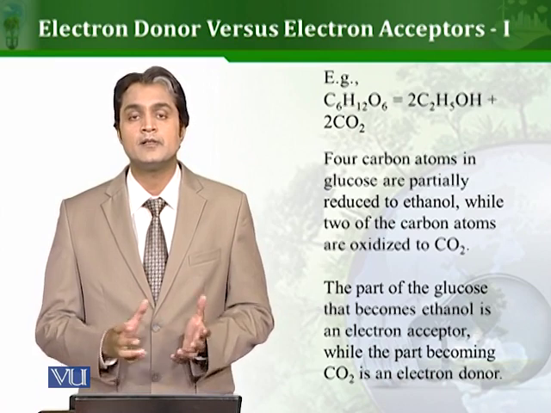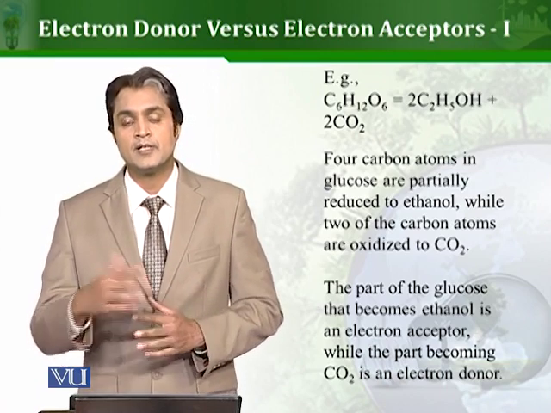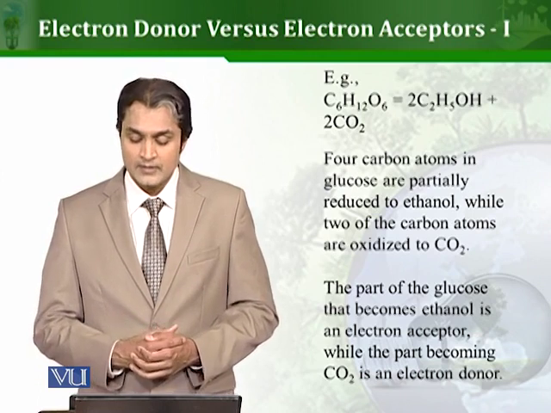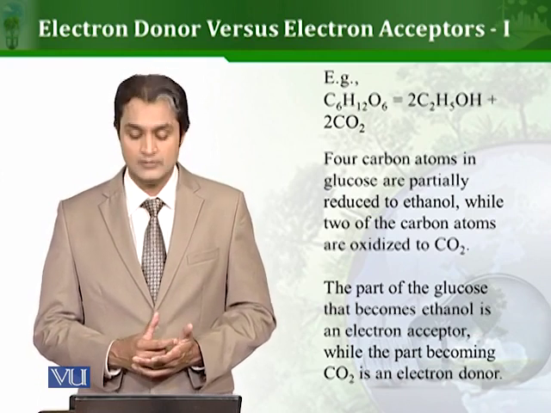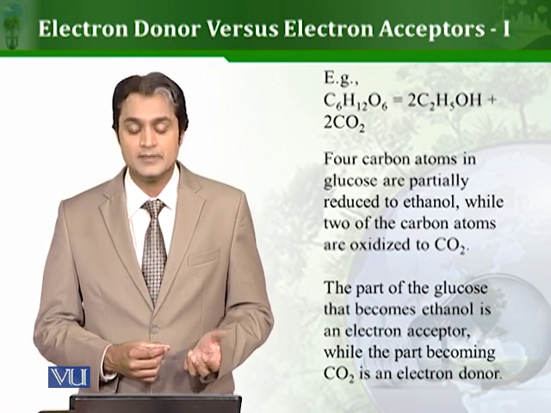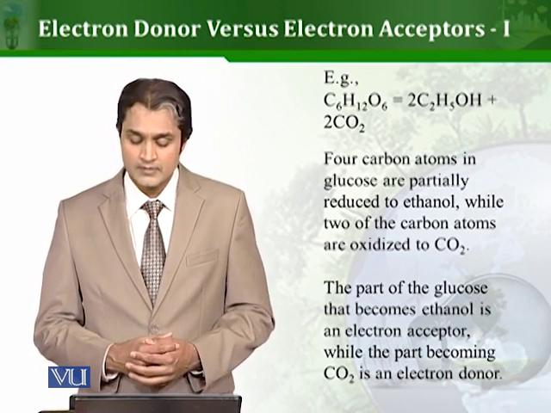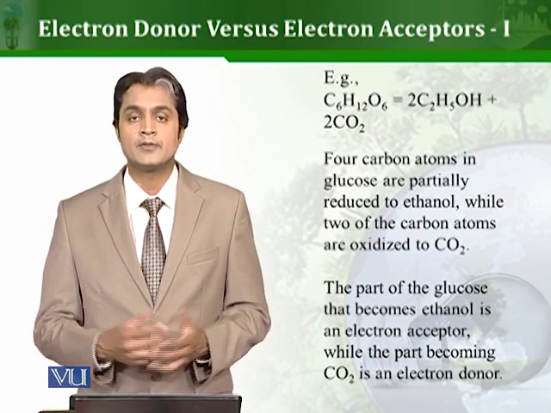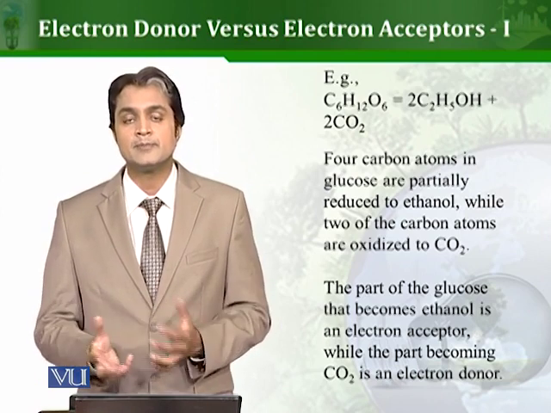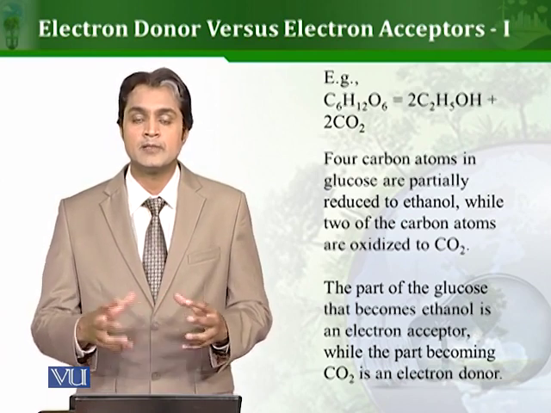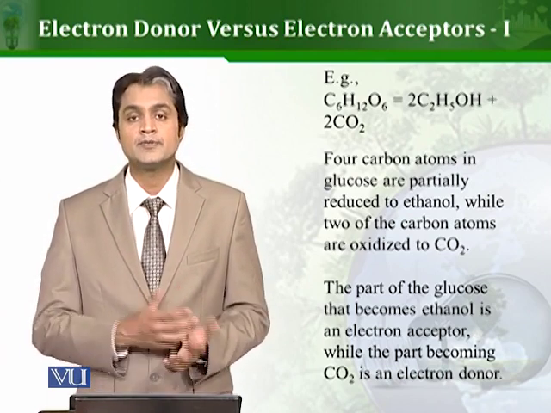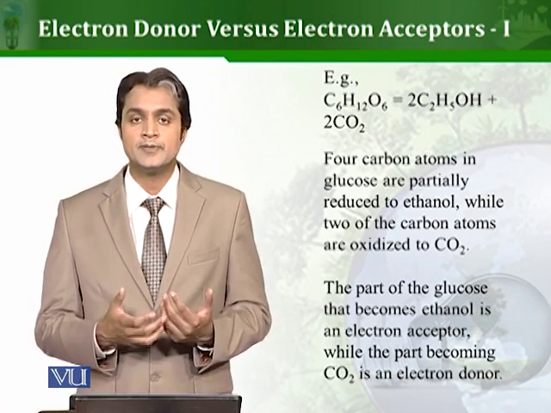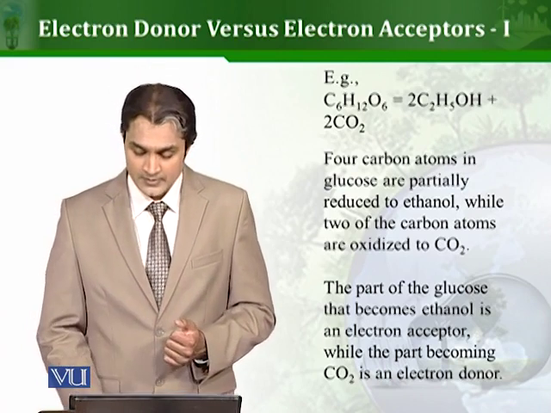So you can see here, a single molecule, part of it is being reduced and part of it is being oxidized. So exceptions are there as well. The part of the glucose that becomes ethanol is basically the electron acceptor part, while the other part which is becoming carbon dioxide is basically the electron donor part. So you can see here the electron donor and acceptor parts are still there, but not as completely different molecules. However, the process still operates. Electron donors and electron acceptors should be there so that energy can be generated.